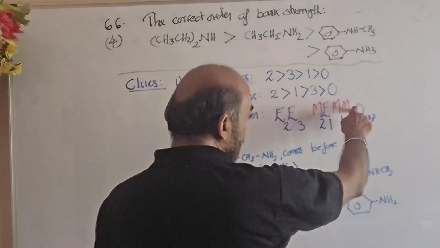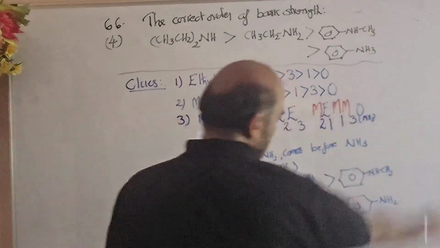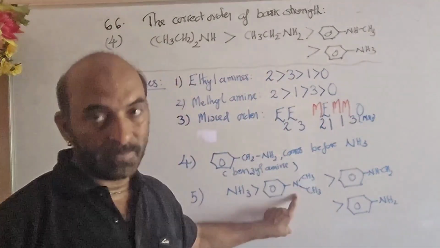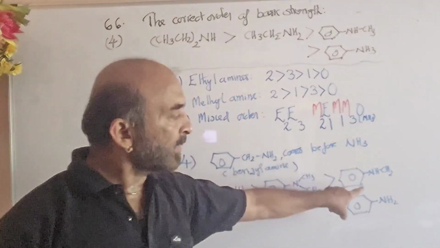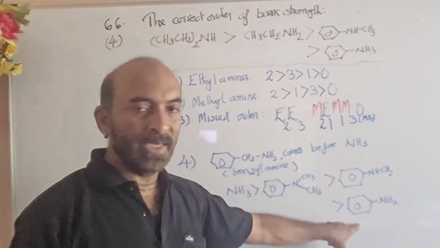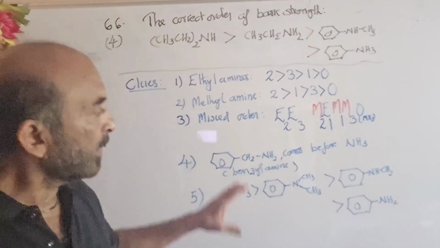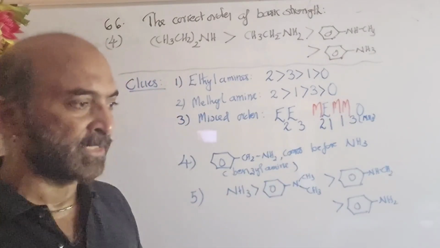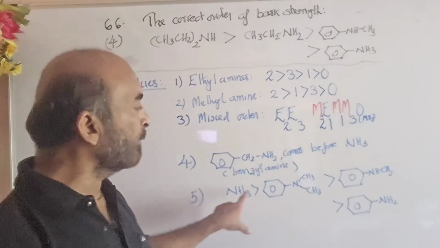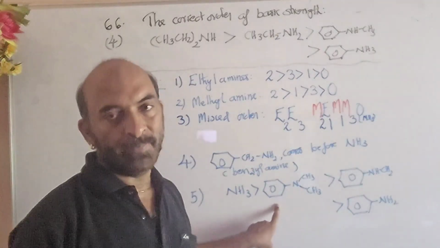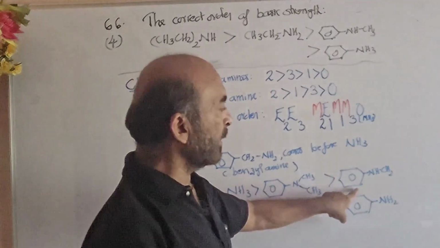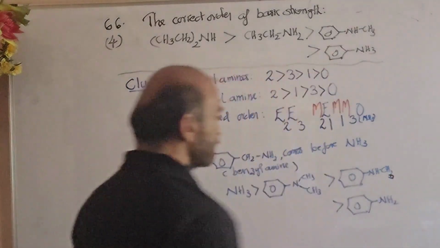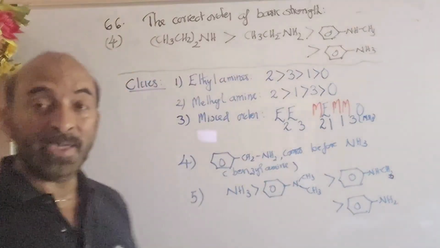Benzylamine is inserted here, whereas the remaining are added after ammonia. How? N,N-dimethyl comes first. N-methyl comes then. Free aniline comes last. Here, adding methyl group has only advantage regarding the basic strength. So just after ammonia comes N,N-dimethylaniline, then N-methylaniline, and finally aniline.